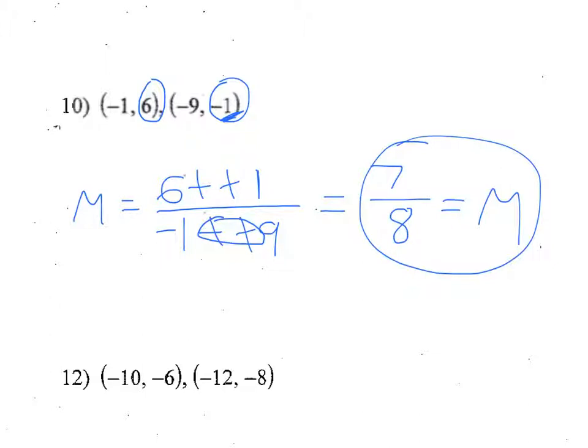All right, so if you don't have the graph of the line, if you have the ordered pairs for any 2 points on the line, you can use this little formula to get the slope.